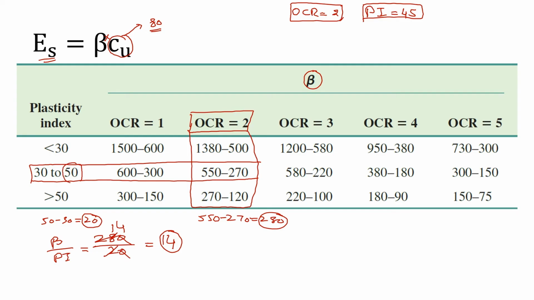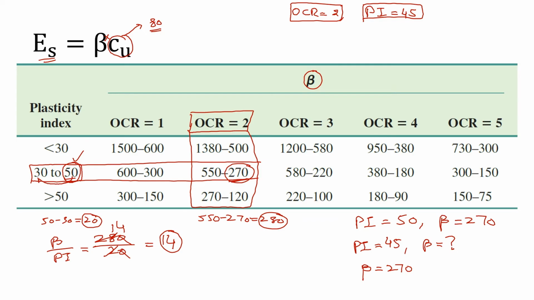So say the value of beta at 50, because 45 is near to 50, so we will take it as reference. If there is any value which is near to 30, we can take the reference of 30. If the value of PI is 50, then the value of beta is equal to 270. Higher value 50 indicates the lower value of beta 270. If PI is equal to 45, then what will be the value of beta? Simply, we will use the algebraic formula, because if the value of PI decreases, the value of beta increases. Meaning if we are at 30, the value of beta will be 550, and if PI is 50, then the value of beta will be 270.